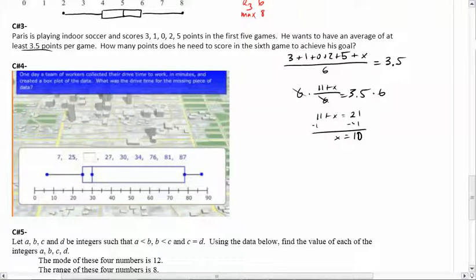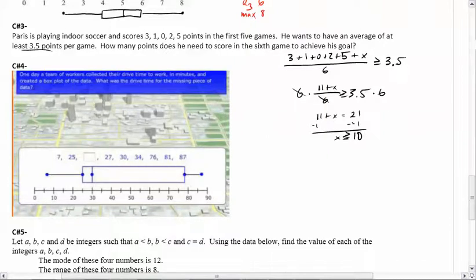Now, if I really want this to be at least 3.5 points per game, then this needs to be at least 3.5, which means greater than or equal to. So greater than or equal to, so he needs greater than or equal to 10 points if he's going to manage his 3.5 points per game.